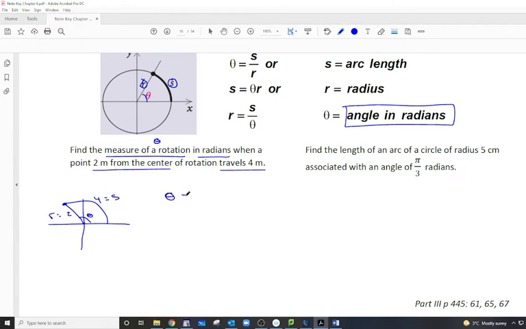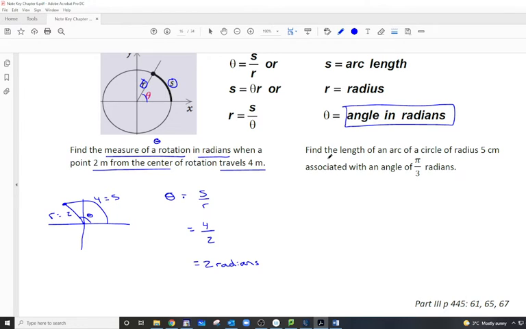So I'm going to say that theta equals S over R, and the arc length is 4, the radius is 2, which means my angle is 2 radians. And that's it. Beautiful, right? Nice exact number. Never happens with radians.